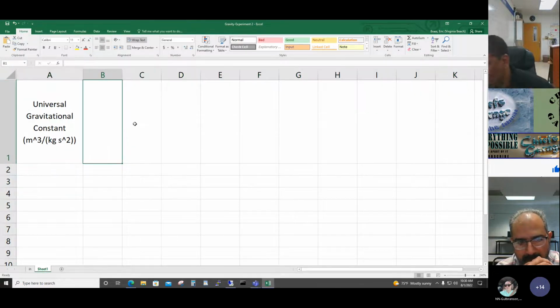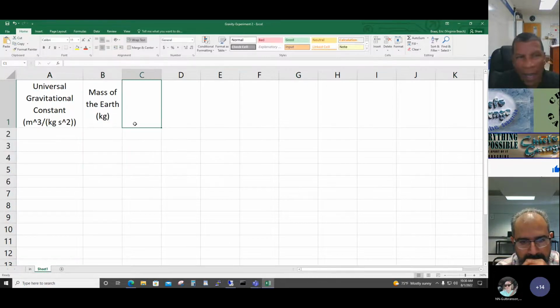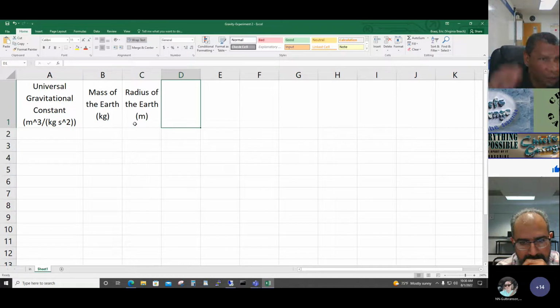All right. And then we needed the mass of the Earth. This is just going to be in kilograms. This is one of our standard units. And then we have the radius of the Earth. And this, of course, is going to be in meters. That's our standard unit as well. Kilograms, meters, and seconds. We call it the MKS system. That's our international system. So now we can do our calculation.